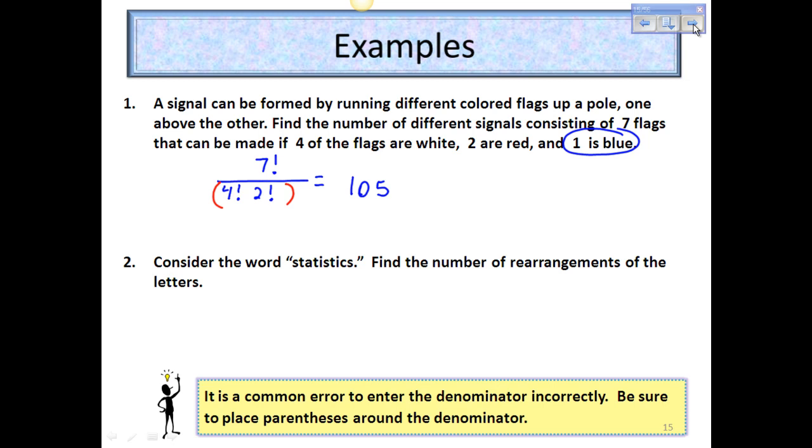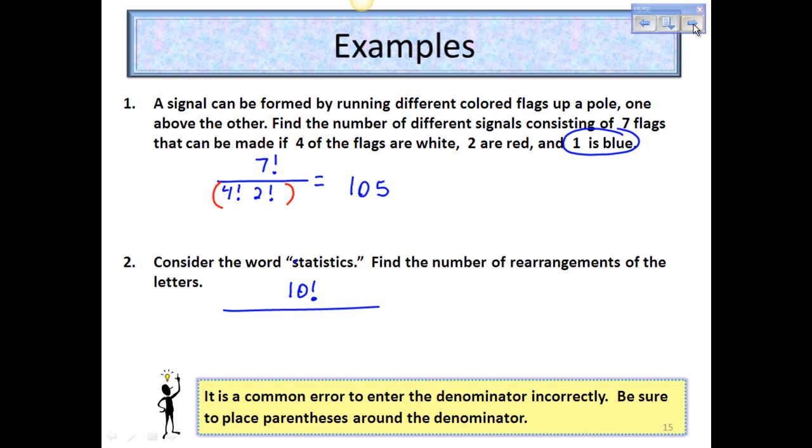Example 2, consider the word statistics. Find the number of rearrangements of the letters that are possible. So, we have how many letters in the word statistics? There's 1, 2, 3, 4, 5, 6, 7, 8, 9, 10 letters in the word statistics. So that's going to go on top because that's the total number of things in our set. And then on bottom, we're looking for the things that are identical.